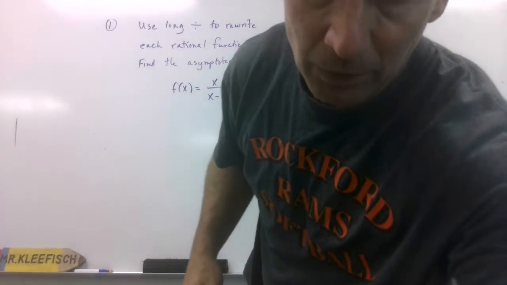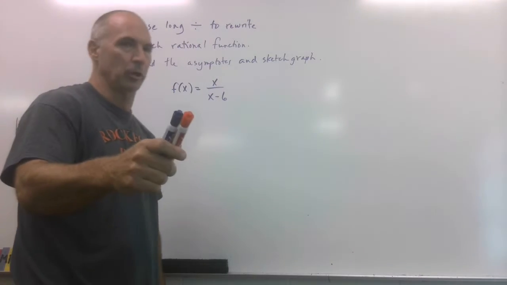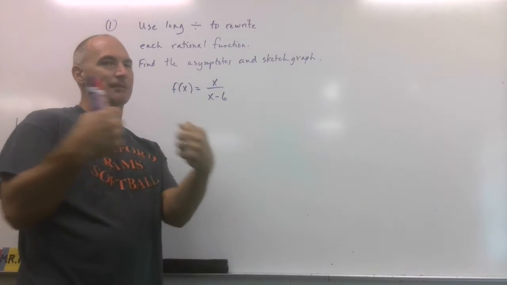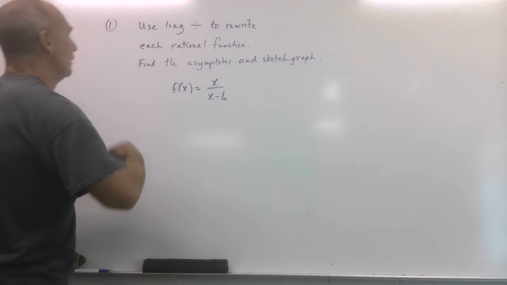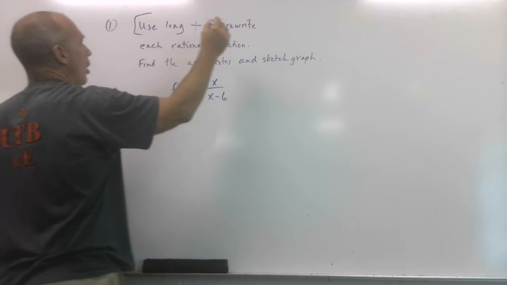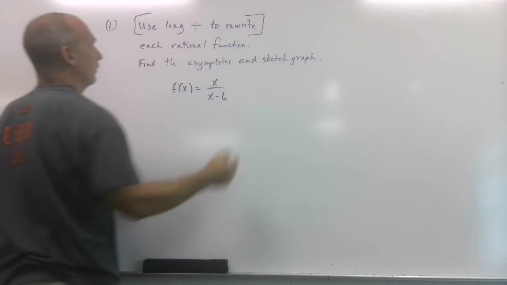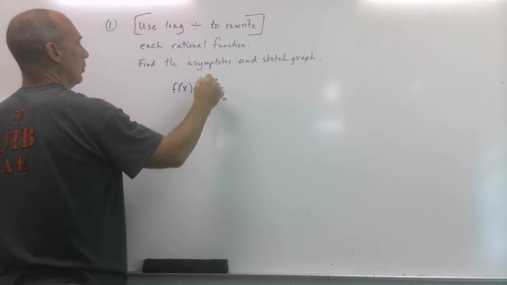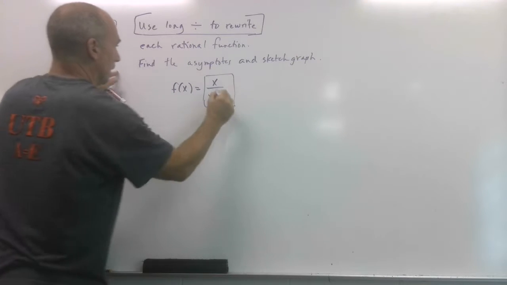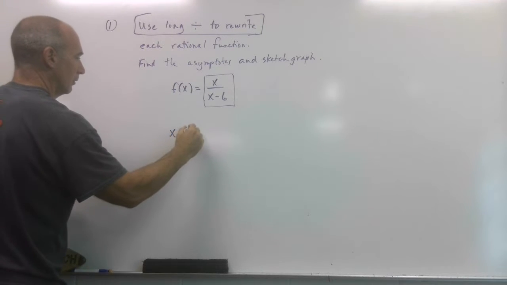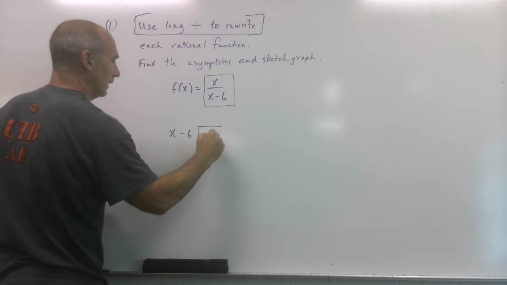So what they did is they threw a new word at you, and this is where words and math get confusing, if I just understand what they're asking. So they start off with this: use long division to rewrite. Okay, so this is where the math is going to take place. So this is x minus 6 going into x.